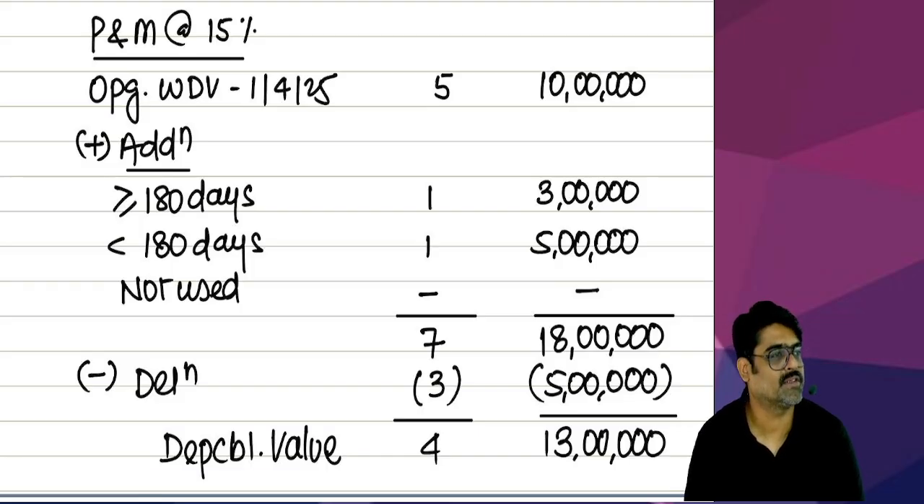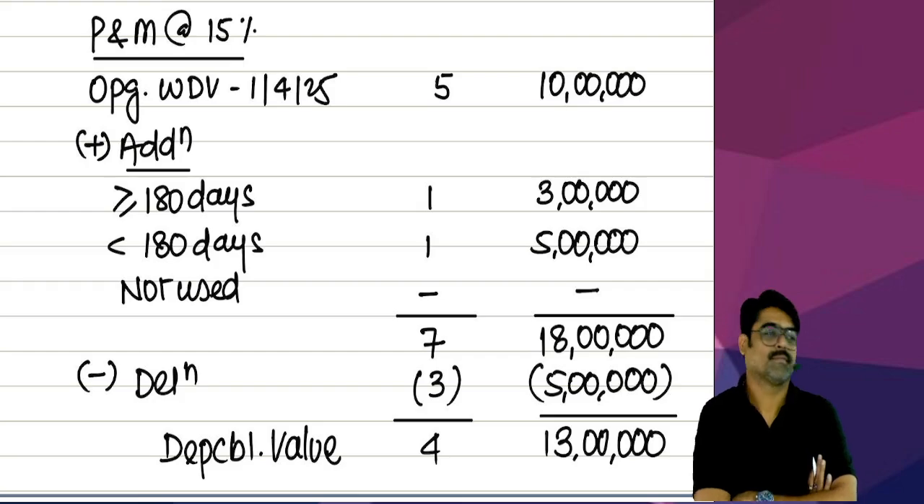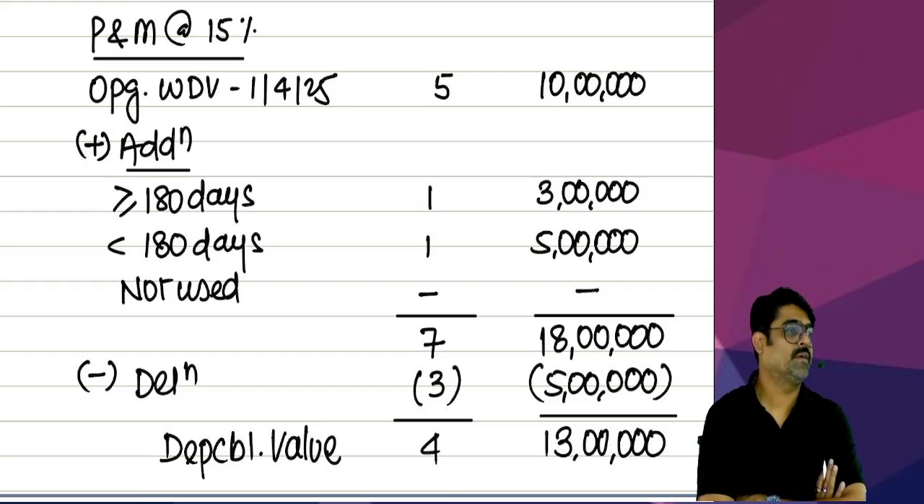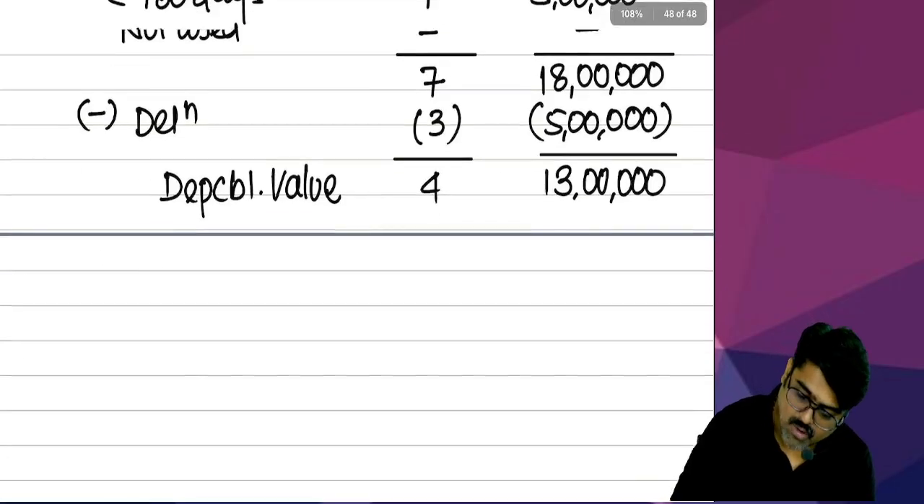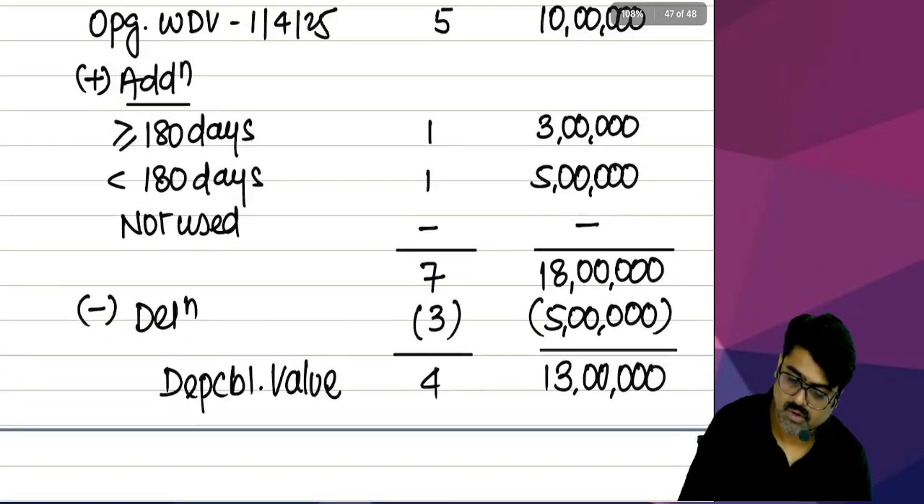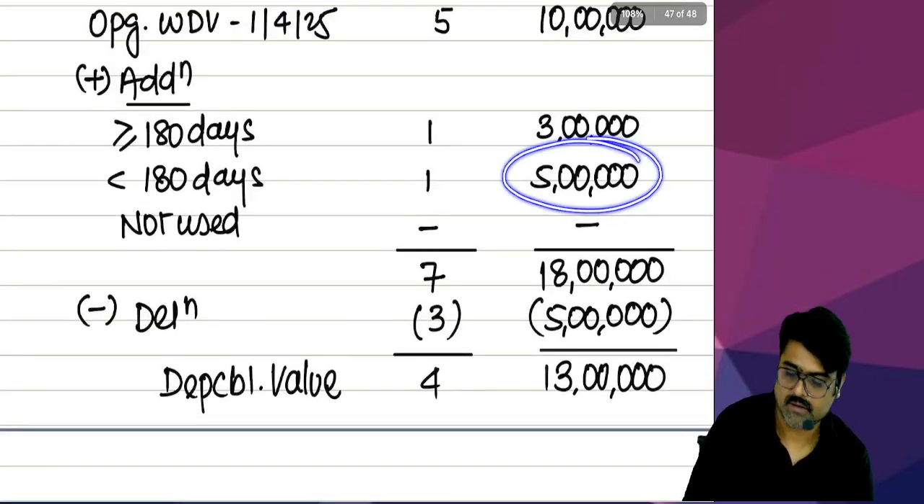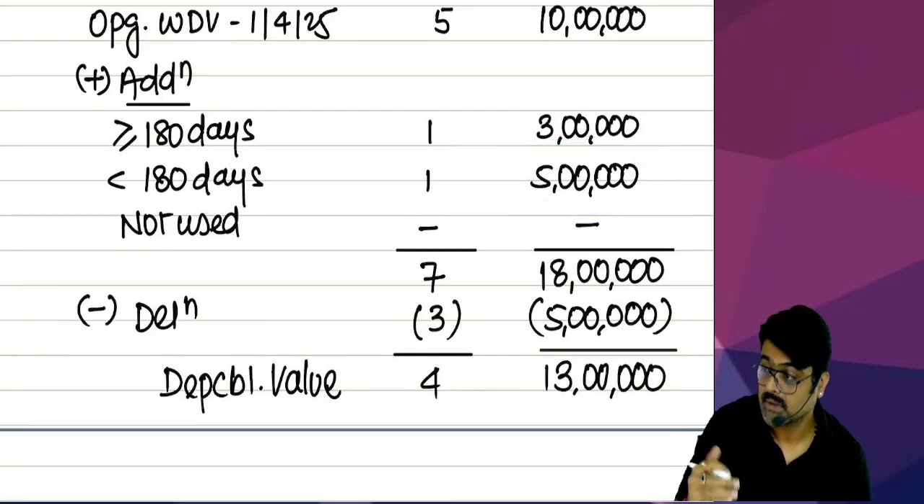Sir, how much depreciation? Tell me. Total. 157,500? Everyone getting 157,500? Tell me yes or no. How come? Out of this 13 lakhs, on 5 lakhs, you have calculated how much? 7.5%. And on the balance 8 lakhs, you have calculated full rate.